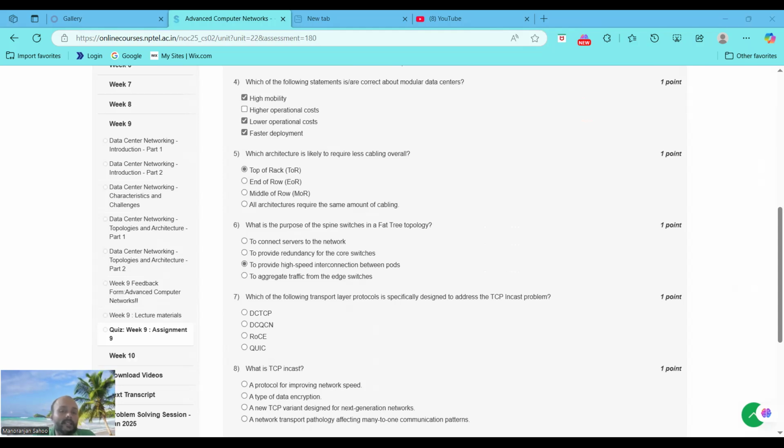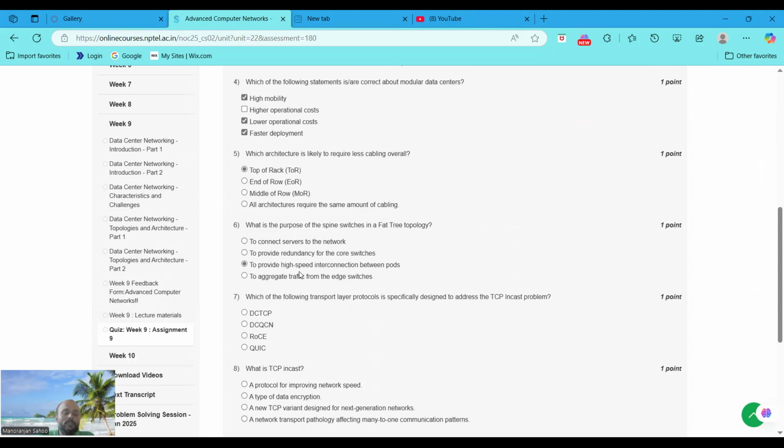Option D is considered incorrect. What is mentioned? To aggregate traffic from the access switches. It is also incorrect because aggregation is a secondary effect. The primary role is the interconnection. So here we choose the most appropriate option: to provide the high-speed interconnection between the ports.